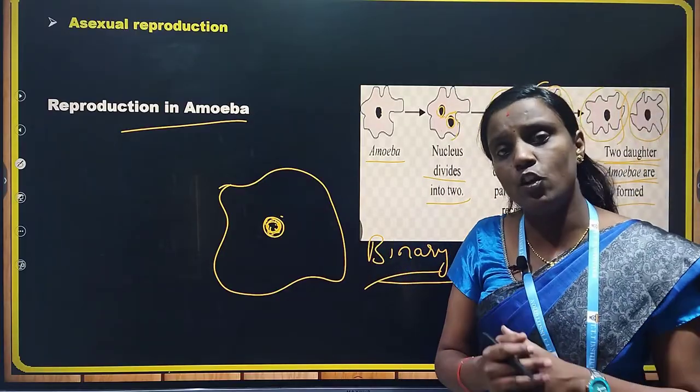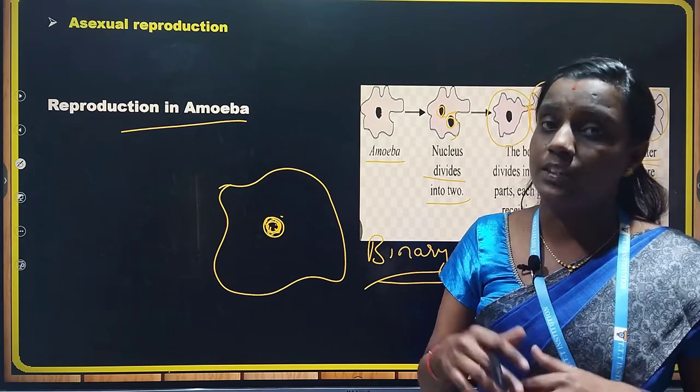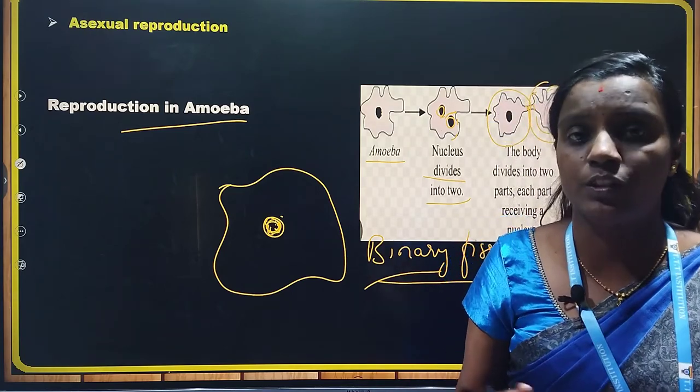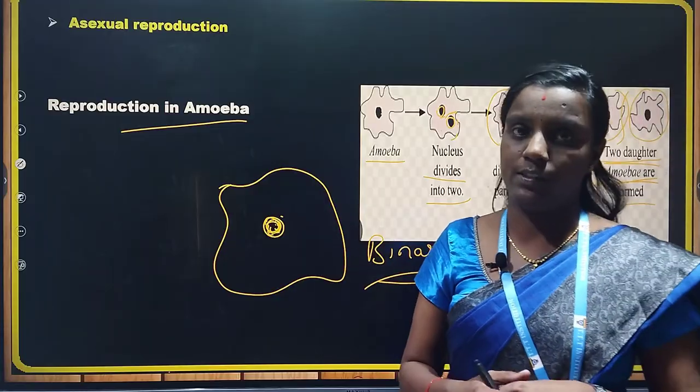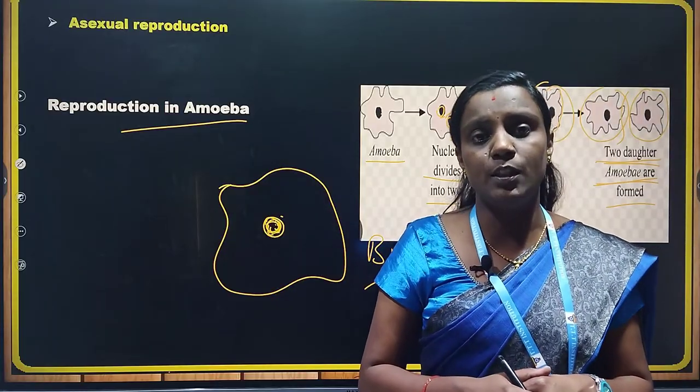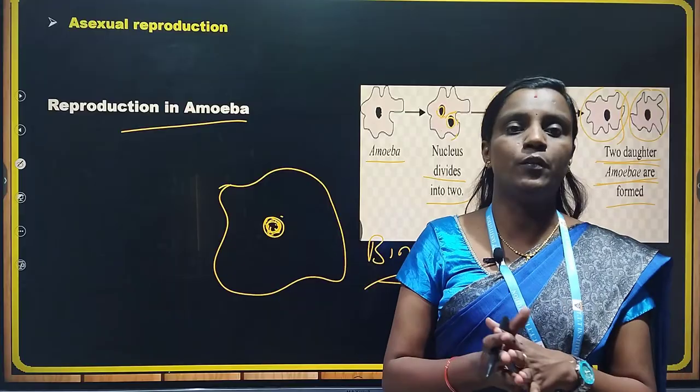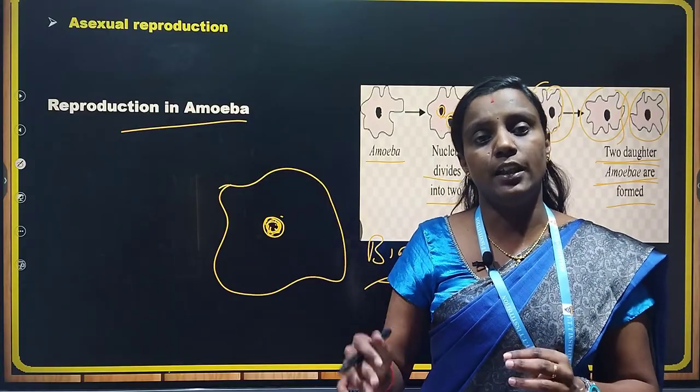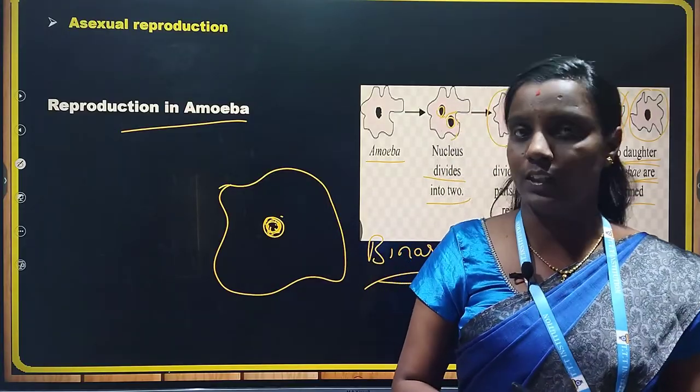Now in the next video I am going to discuss the sexual reproduction, how sexual reproduction occurs in animals. Fine. Hope you understood the concept. So these are the main concepts you have to study in this chapter. Then the remaining concepts I will explain in the next video.